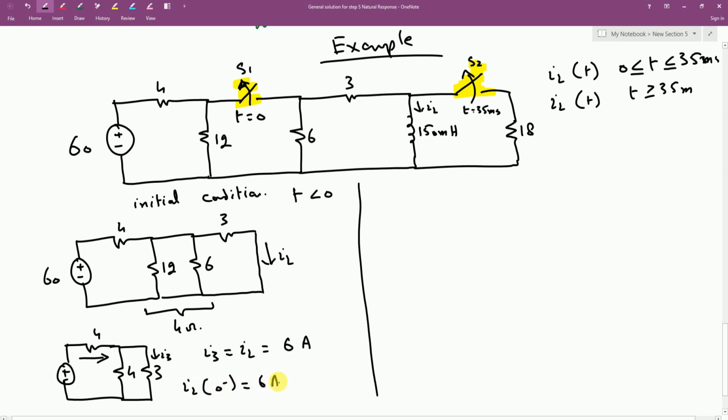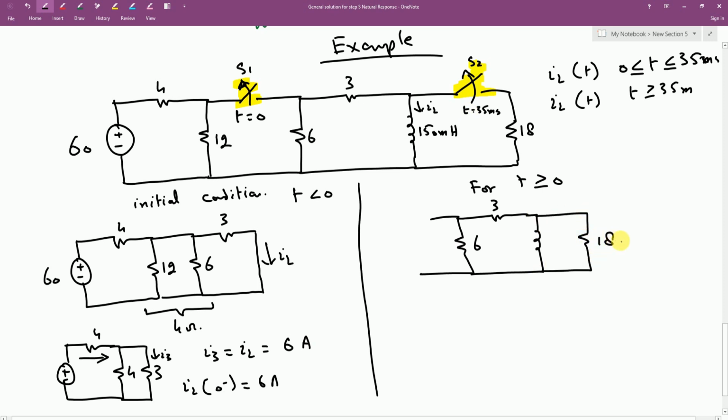To find out what IL(0 positive) is, we need to calculate the time constant of this given circuit for time t greater than or equal to 0. So for t greater than or equal to 0, the circuit becomes of this particular shape. This switch S1 is now open, so we have no connection with this voltage source and these resistances of 4 and 12 ohm. However, we do have 6, 3, and then we have this 150 millihenry inductance. This switch is still closed because it has to be operated at 35 millisecond. So we have this 18 ohm resistance.